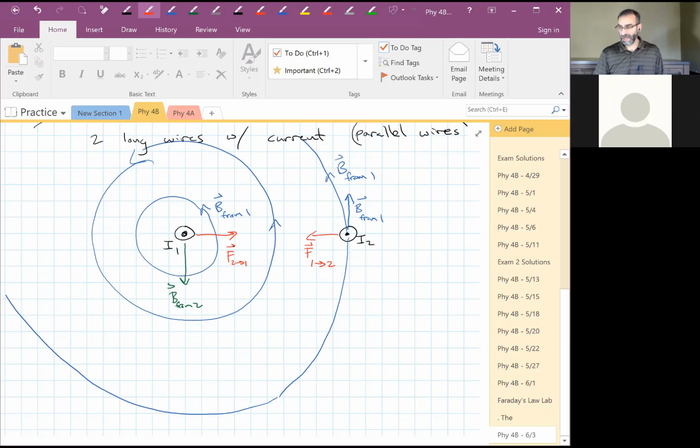We got two long current carrying wires parallel. If the current is in the same direction, they attract each other. If the current is in opposite directions, then they would repel. You can work through the same reasoning.